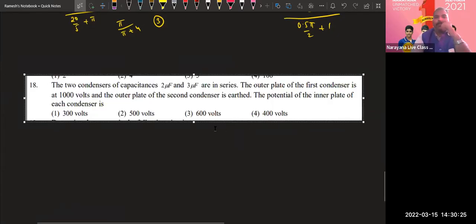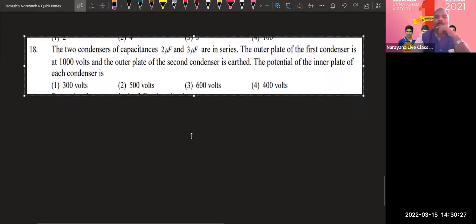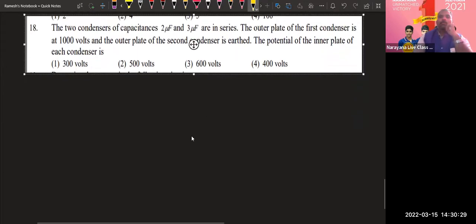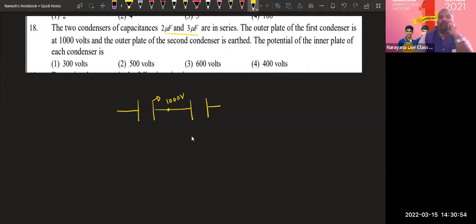Question number 18. Two condensers, or capacitors, are in which combination? 2 microfarad and 3 microfarad in series. And the outer plate of the first condenser is at 1000 volt. First we have to visualize two capacitors. Outer plate of the first condenser is how much voltage? This is how many volt? 1000 volt. And the outer plate of the second condenser is grounded.